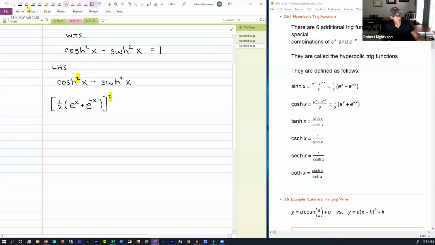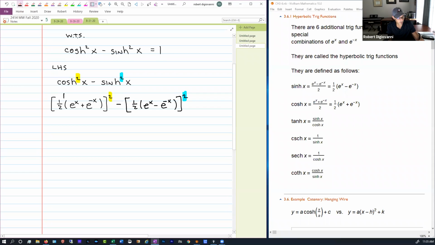And then we're going to say minus, now we're going to have another thing squared here, but this time it's going to be 1/2 (e to the x minus e to the negative x), all of that squared again because that one was squared. All right, and I'm going to hope that this turns into 1. So let's start squaring things.